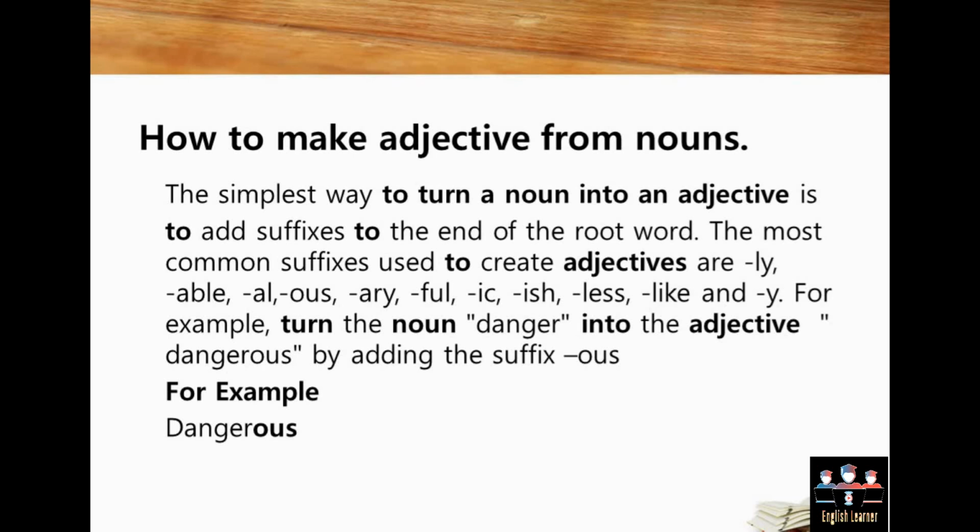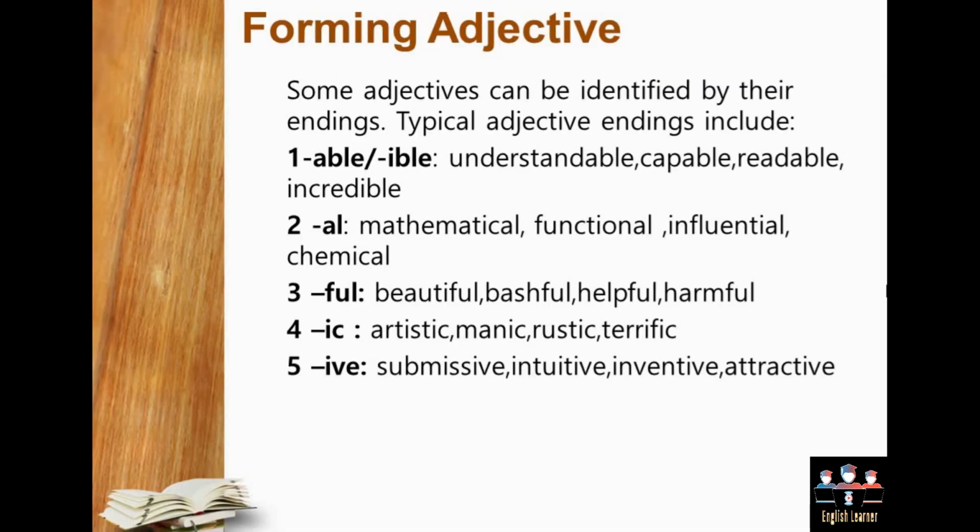The example is shown in front of you, danger, and I have just added the suffix. So the suffix is going to add at the end of danger, so it will make dangerous. So students, we are going to see practically how an adjective is formed from a noun. Some adjectives can be identified by their endings. As we have discussed earlier, a suffix is going to be affixed at the end of a root word and that root word should be from the noun category, then it will give you an adjective.